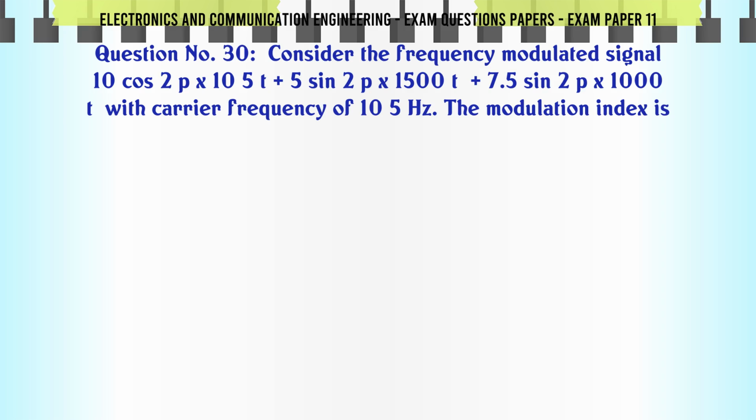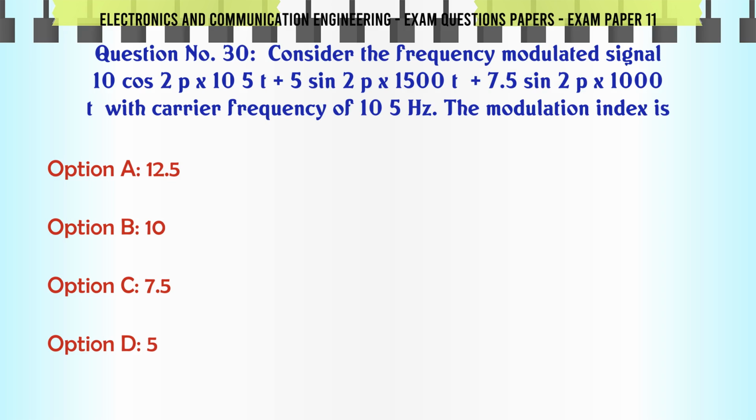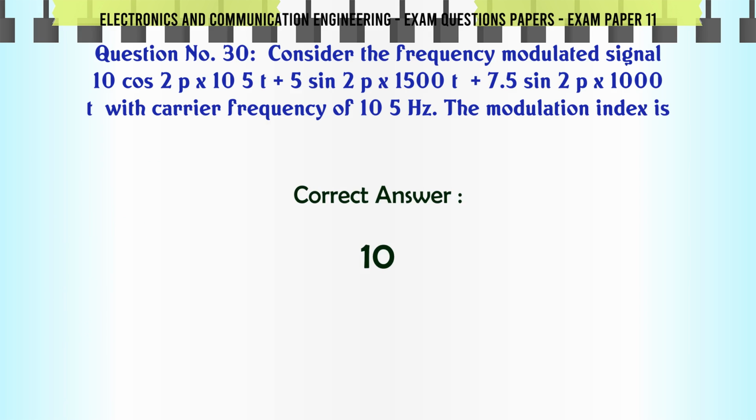Consider the frequency modulated signal 10 cos(2π x 10^5 t + 5 sin(2π x 1500 t) + 7.5 sin(2π x 1000 t)) with carrier frequency of 10^5 Hz. The modulation index is: A, 12.5; B, 10; C, 7.5; D, 5. The correct answer is 10.